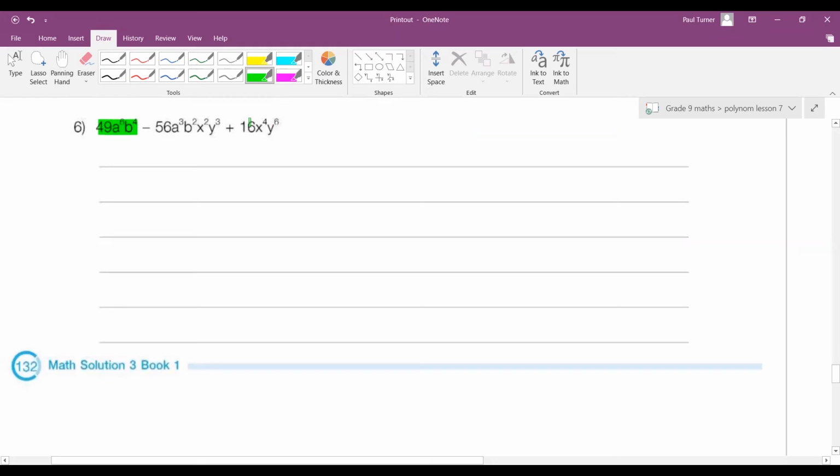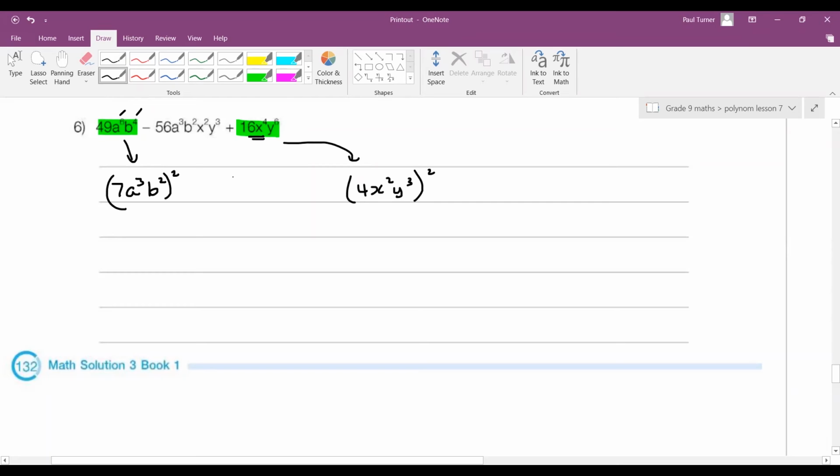So we've got, again, the first and last term. We need to make these a power of 2. So we'll end up with 7a3b2 all squared. So 7 squared is 49, 2 3s are 6, 2 2s are 4. So that's the first part here. I'll leave a space and then we'll do this one here. So 16x4y6 will be 4x squared y3 squared for the last term.